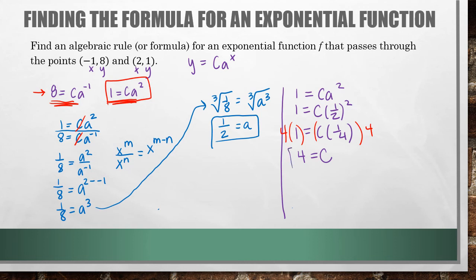So now I've got my a value, I have my c value. So now I can write out the equation, and it's going to be y equals c times a to the x.